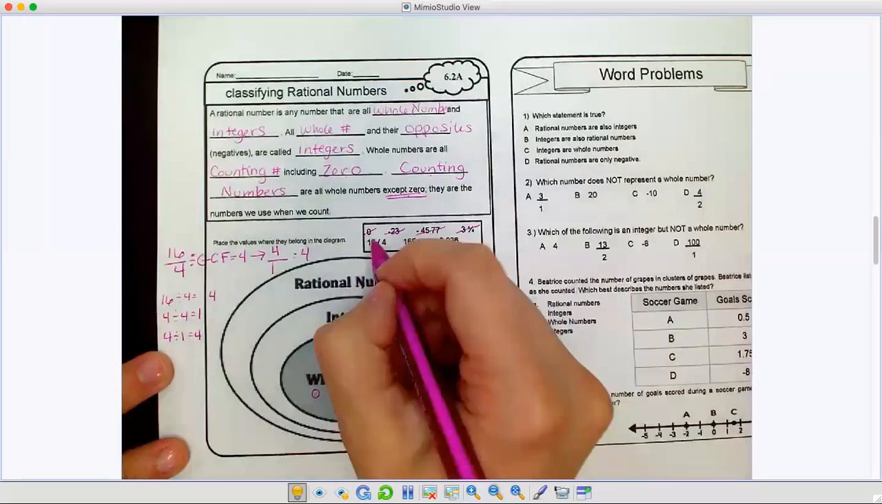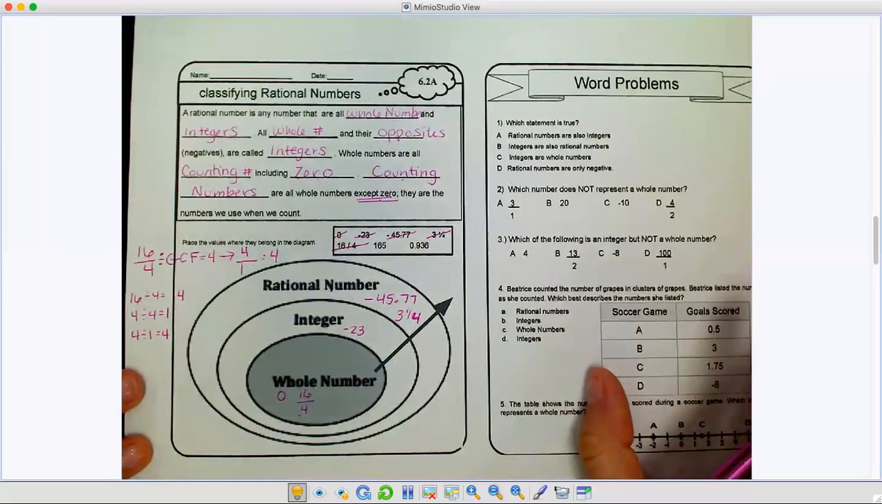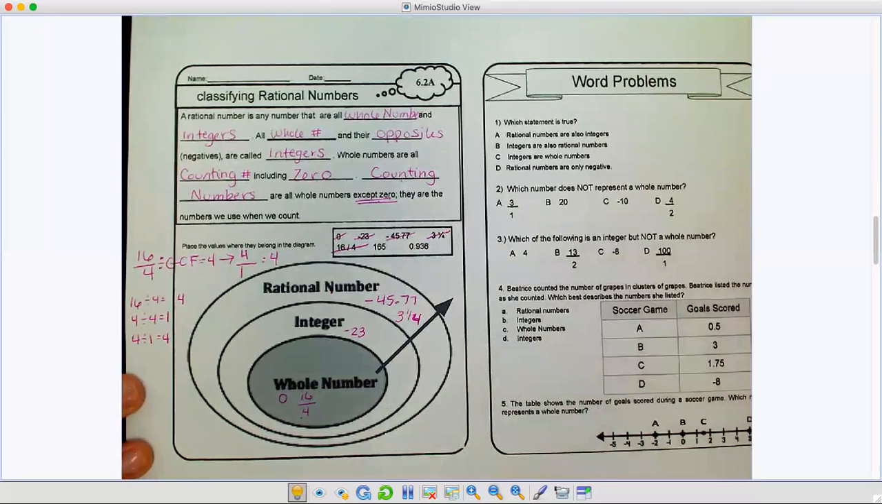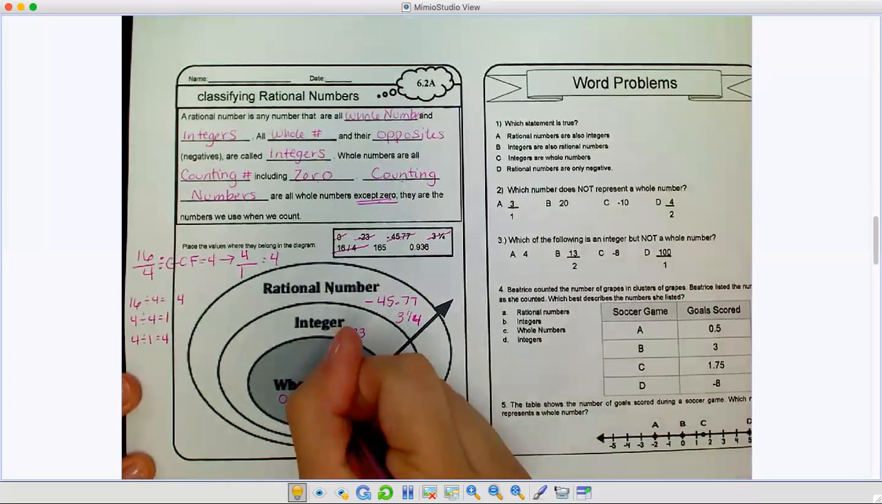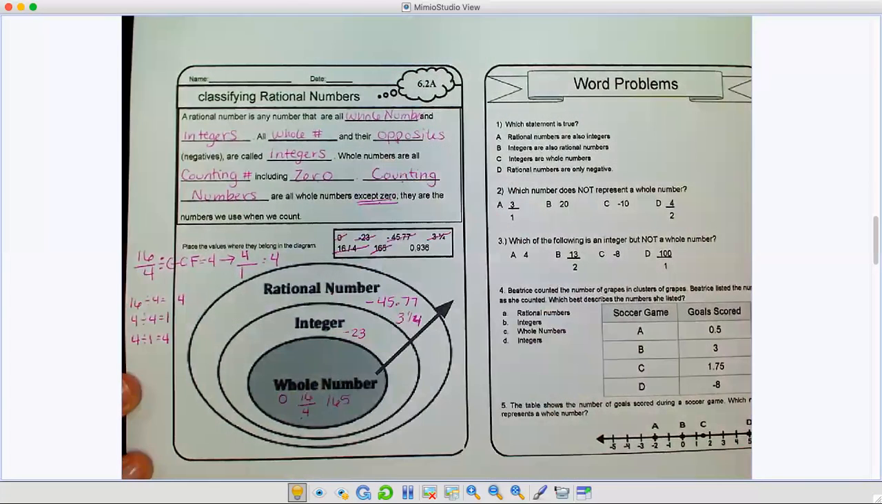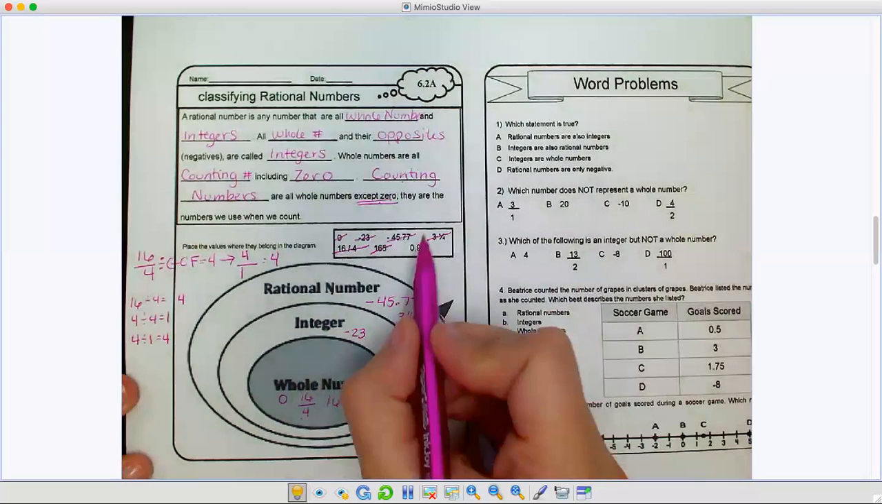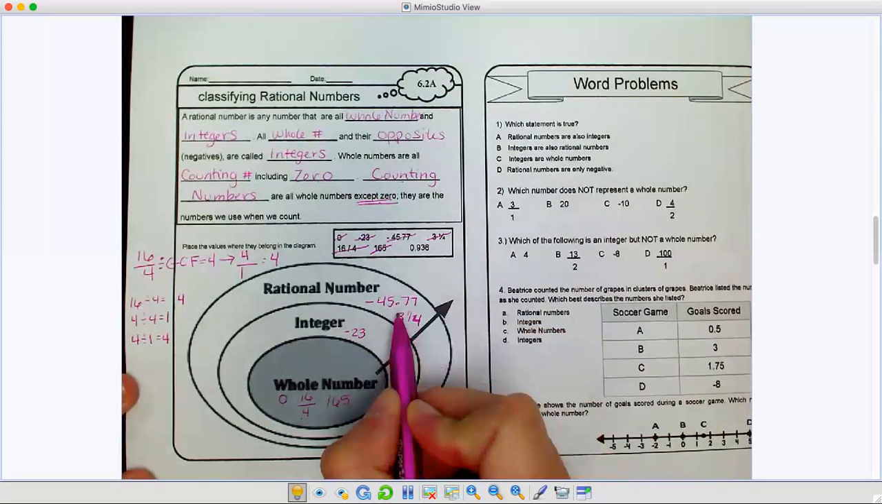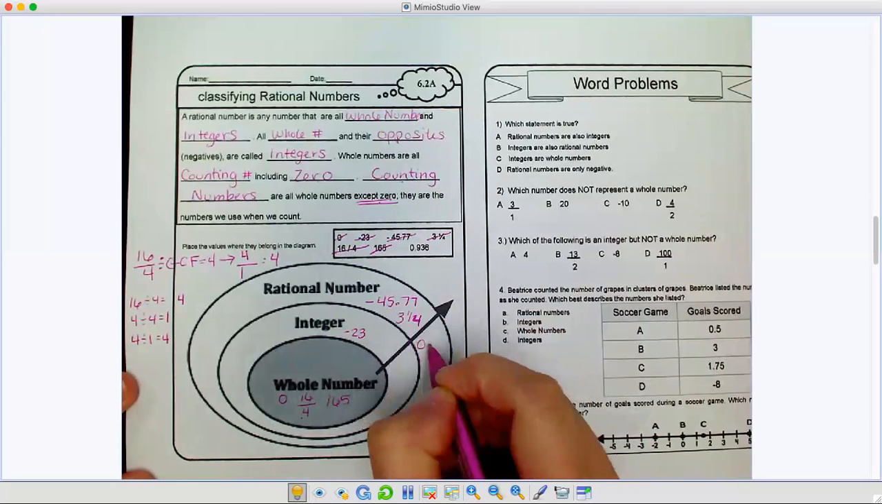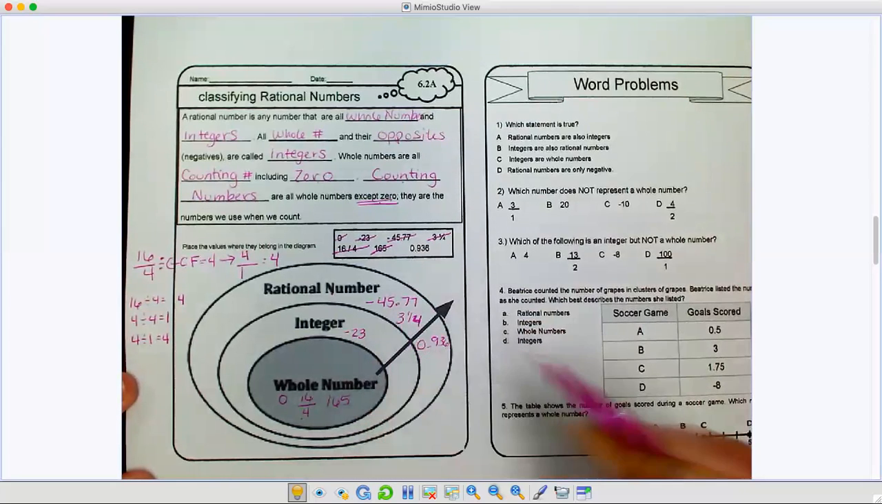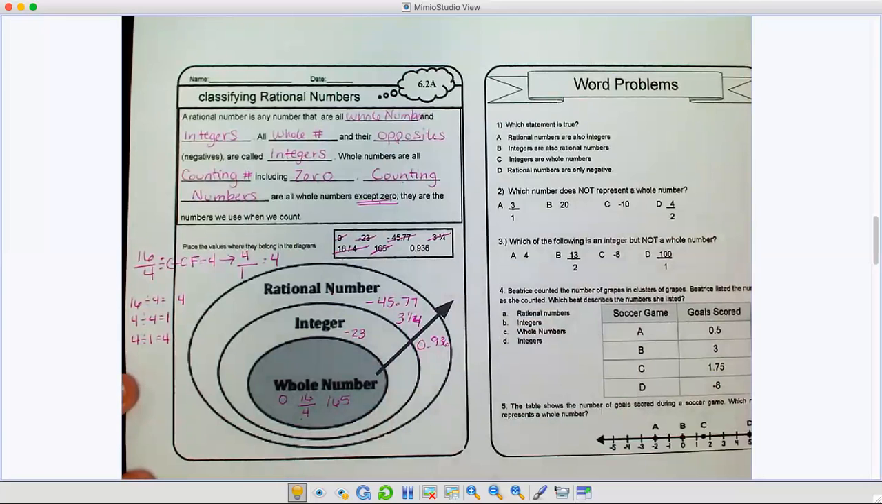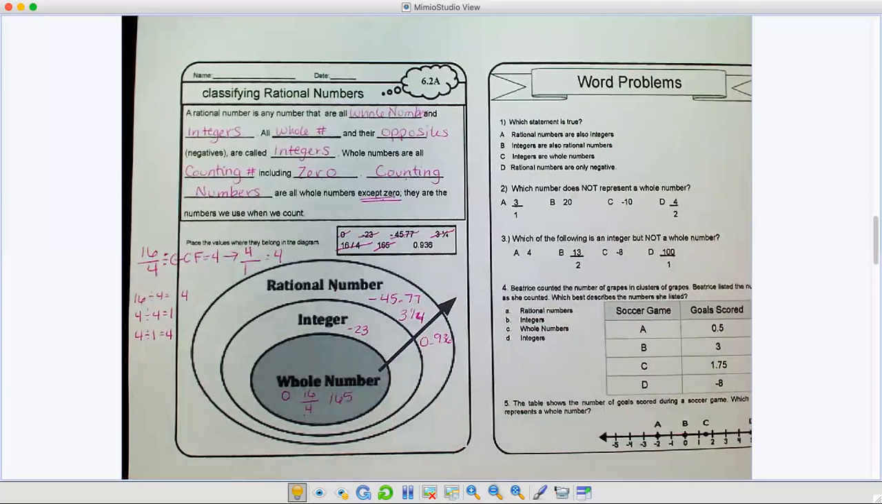So now that we have our fraction done, let's move on to the next value, and they give us 165. If I went and asked a 3rd grader, they would say, oh, that's a whole number, because it's not negative, excuse me. It's not a fraction, and it's not a decimal. So we'll have 165 as a whole number, okay? This last number is a decimal, and we've learned that all decimals are rational numbers. So we'll add this decimal to our rational numbers box.